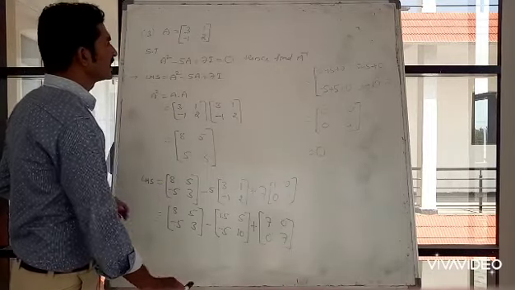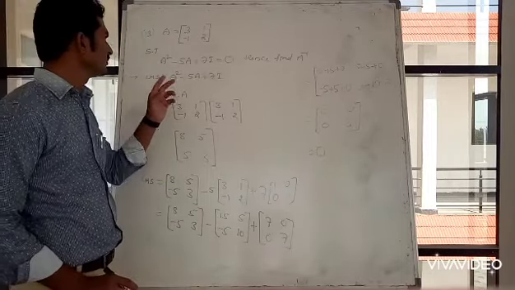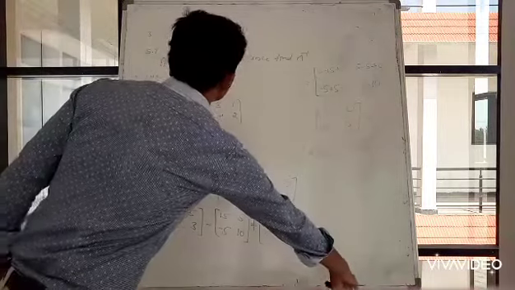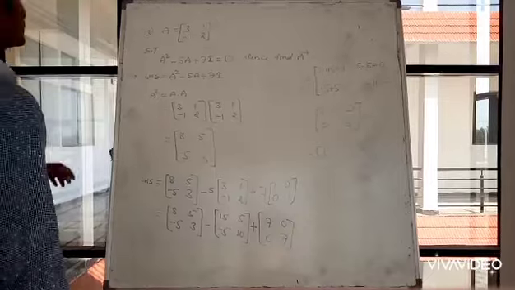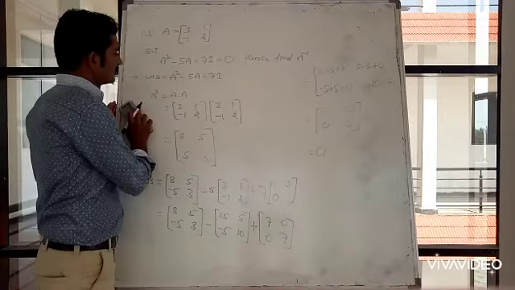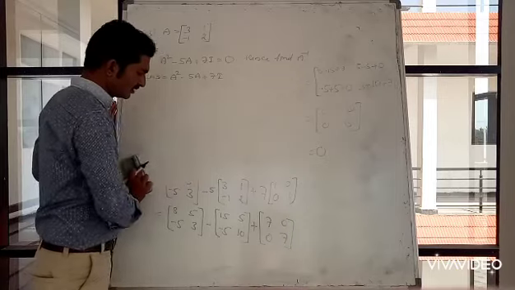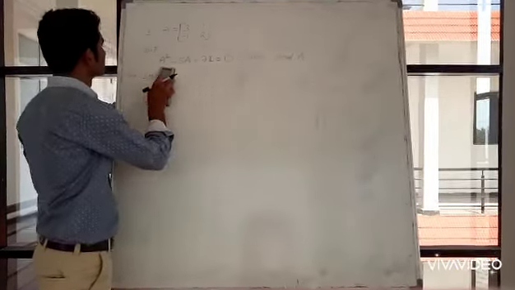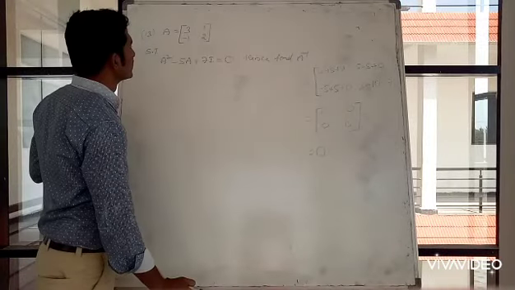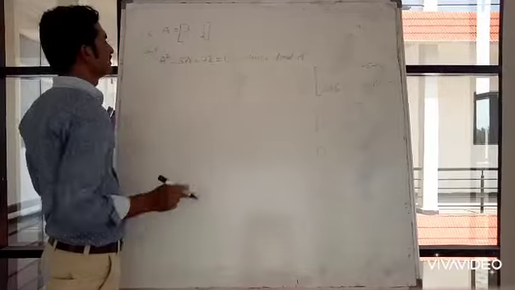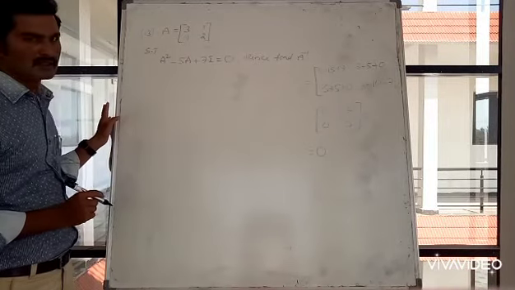Next we need to verify, or we need to find the A inverse by using this equation. We need to find the A inverse by using the equation. It is also very simple. See here, A square minus 5A plus 7I is there. Right?